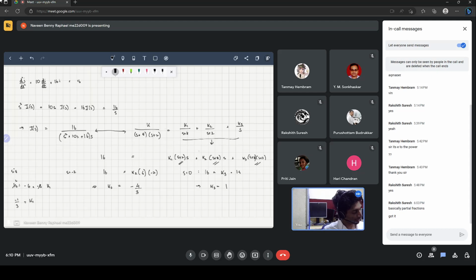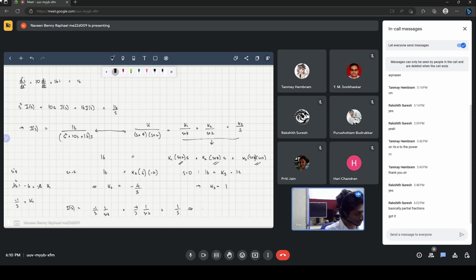So now we have the three partial fractions, that is I of s is equal to minus 1 by 3 into 1 by s plus 8, plus minus 4 by 3 into 1 by s plus 2, plus k3 by s. K3 is 1 by s.